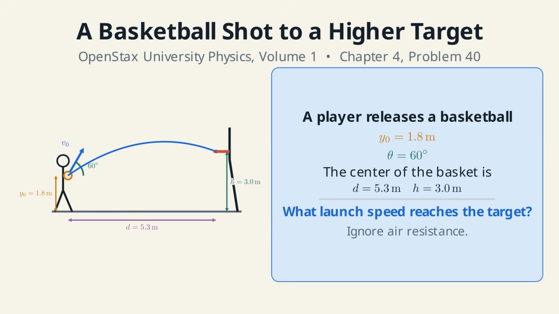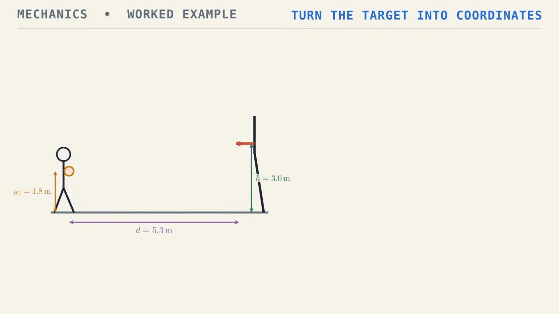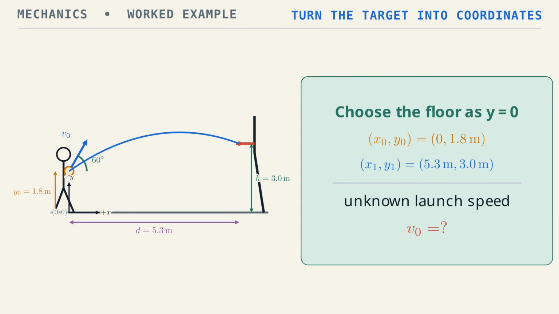We need both coordinates of the same target event. A level ground range formula would erase the height difference. Translate the picture into coordinates before choosing equations.